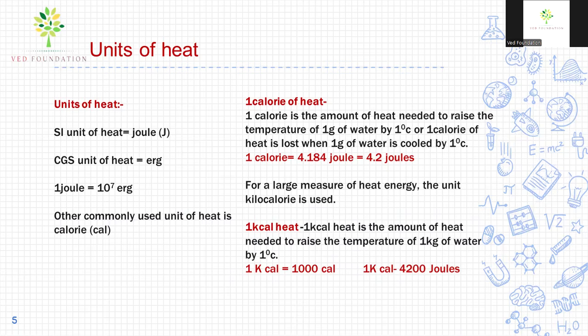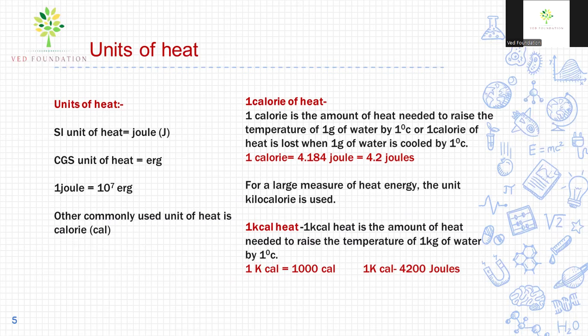Units of heat. As heat is a form of energy, units of heat and units of energy are the same. The SI unit of heat is joule and the CGS unit of heat is erg. And the relation between joule and erg is 1 joule is equal to 10 raised to 7 erg. Another commonly used unit of heat is calorie.